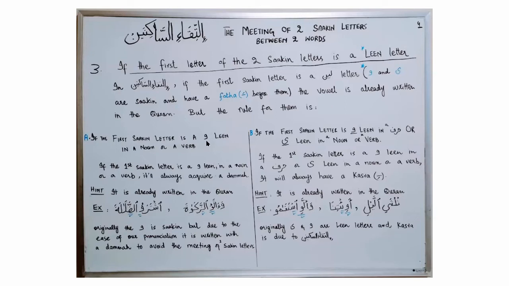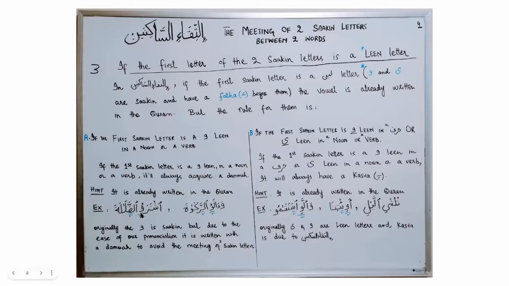Although lean letter originally is a sakin letter, but because of Iltiqa'a Sakinain, you will find a vowel on letter waw and letter ya. So if you want to consider both of them two separate rules, then there are 6 conditions of Iltiqa'a Sakinain. But if you want to consider them both under one rule, you may say Iltiqa'a Sakinain has 5 conditions. So in this case, the first condition says, if the first sakin letter is a waw lean in a noun or a verb, in that situation, the waw lean will always acquire a dhamma, and it is written in the Mushaf. If you see in these examples, اشتروا الضلالة.